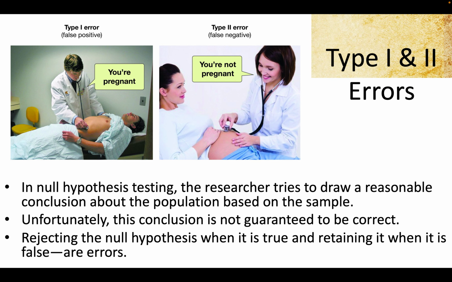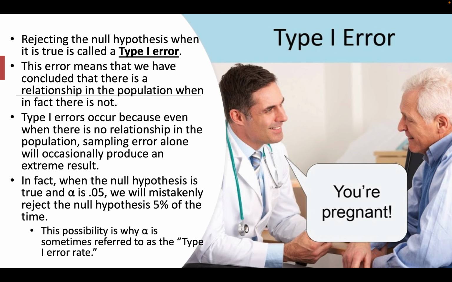And of course, these are both jokes. He's telling this guy that he's pregnant. She's telling this obviously pregnant woman that she's not pregnant. And that's a type 1 error.